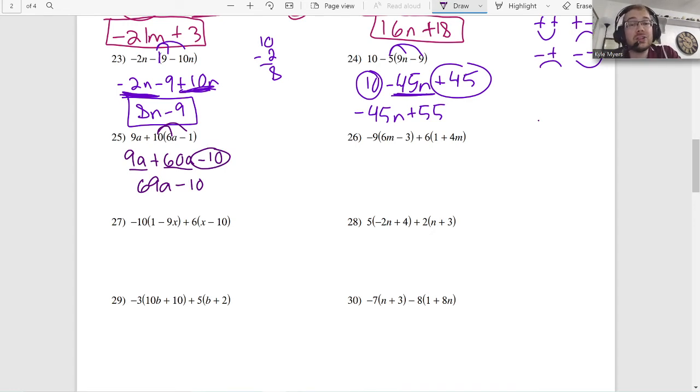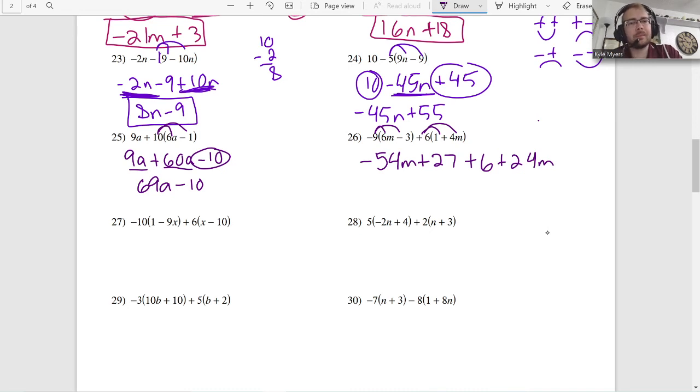Ooh, now we've got to distribute twice. Oof, all right. Gotta do that. Negative times a positive is a negative. 9 times 6 is 54. Add that m onto the end there. Negative times a negative is a positive. 9 times 3 is 27. And we're done distributing that one. Now we distribute the other one. 6 times 1 is 6. 6 times 4 is 24.